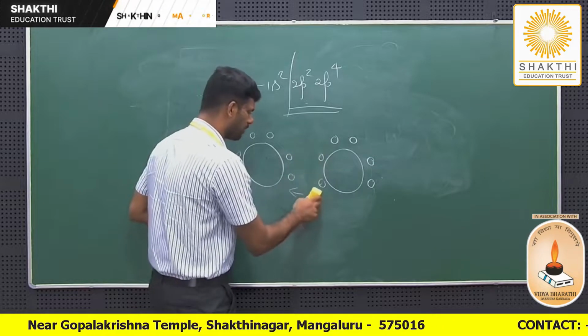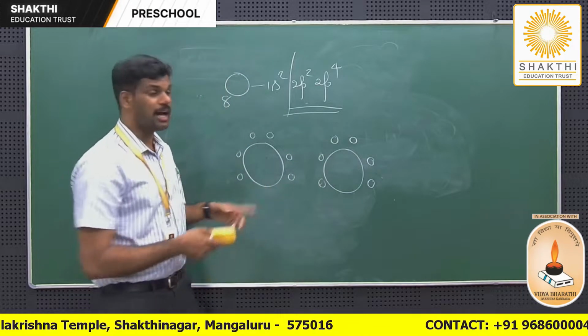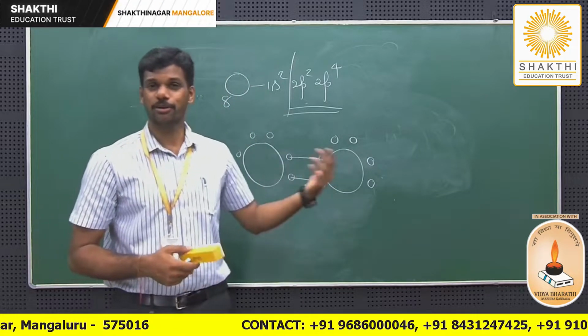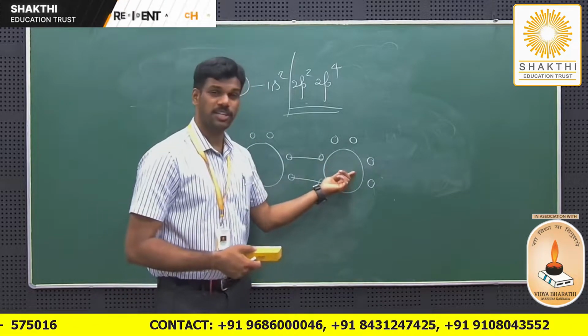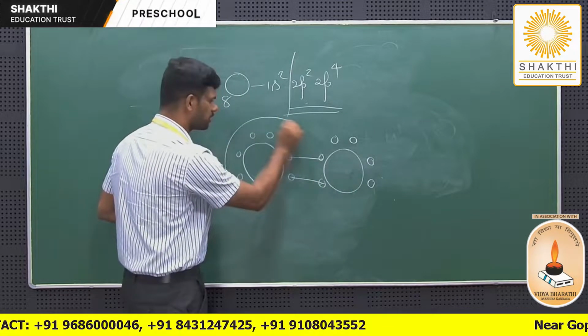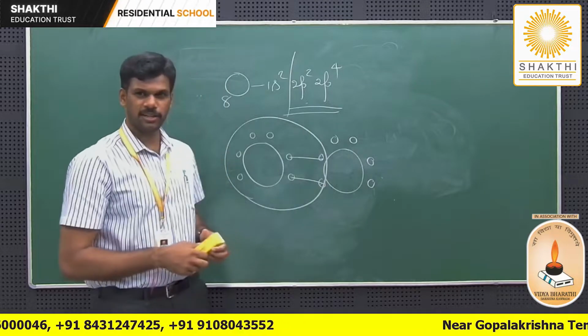So by the time this oxygen decides, I'm going to share my 2 electrons with the other oxygen atom. This oxygen atom says, yes, I'm also going to share 2 electrons with him. So now think about this position. Can I say inside the circle what I have drawn?